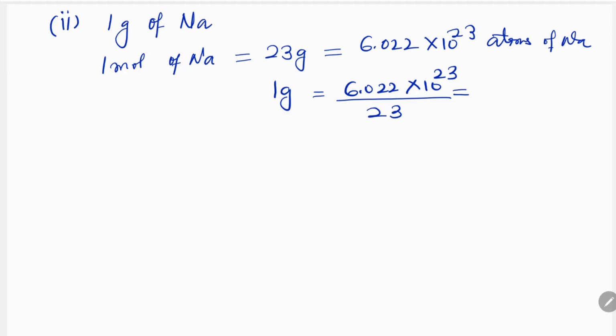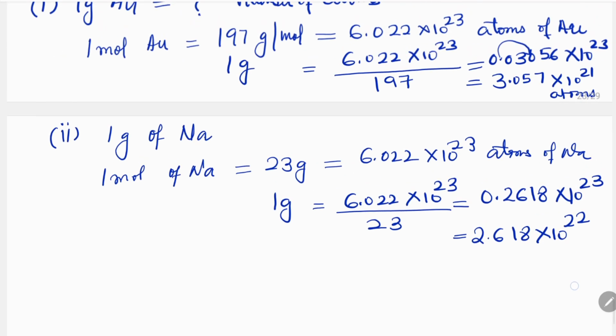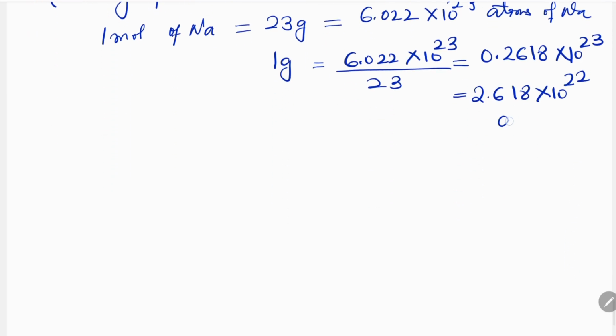When we divide 6.022 by 23, it comes out to be 0.2618 approximately into 10 raised to power 23. Okay, the decimal can be shifted: 2.618 into 10 raised to power 22. So this is more as compared to gold. Okay, right? Let's do the third one.